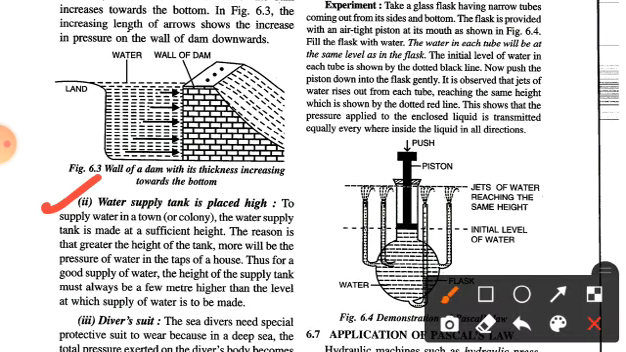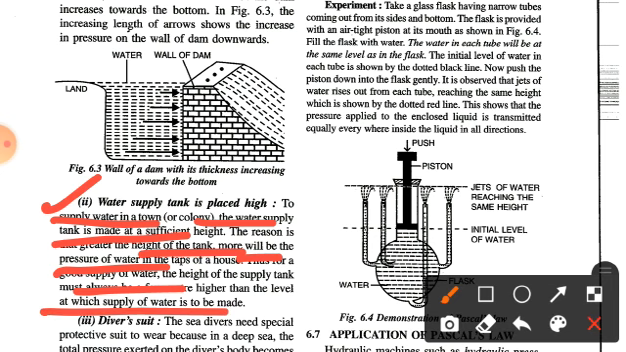Now come to the second one: water supply tank is placed high. To supply water in a town or a colony, the water supply tank is made at a sufficient height. Why? The reason is that the greater the height of the tank, the more will be the pressure of the water in the tap of a house. Fine. So for a good supply of water, the height of the supply tank must always be a few meters higher than the level at which the water is to be supplied.